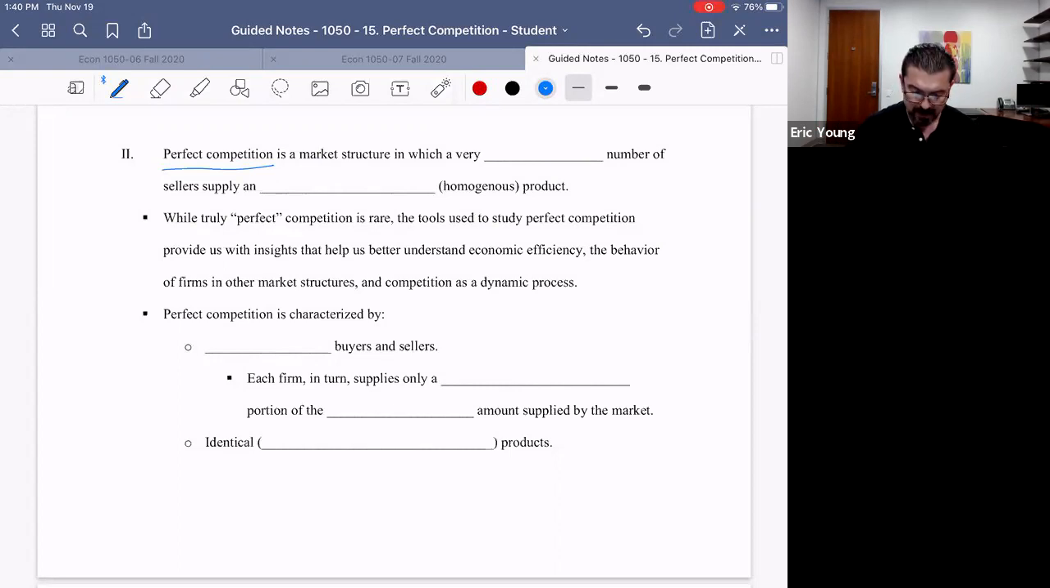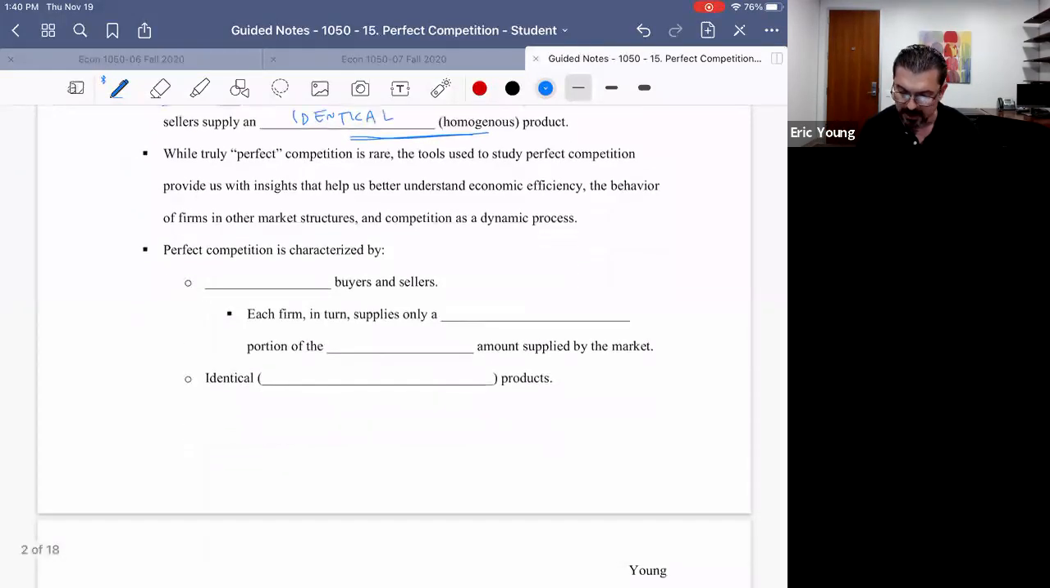And by definition, we start off by saying that perfect competition is a market structure in which a very large number of sellers supplies an identical, or what we would call homogeneous, product. Okay, so by definition, perfect competition is characterized by a very large number of sellers who are selling an identical, aka homogeneous, if you want the fancy econ term, product.